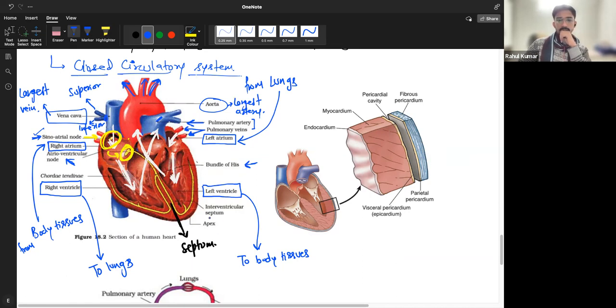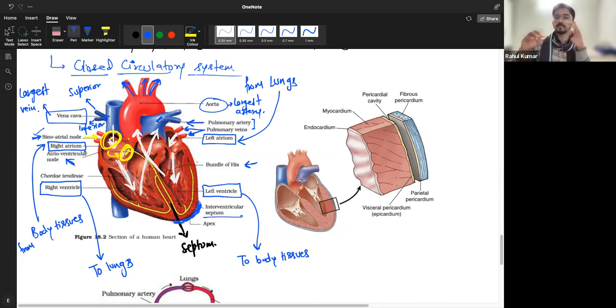And then this is the interventricular septum. Apex is the part of the heart towards which the heart has this outbulge. So the bulging side is called apex. And then there are valves. Now coming to valves, there are valves.